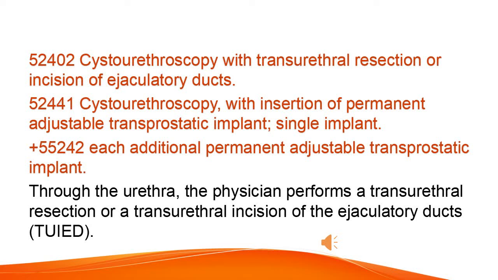Cystourethroscopy with transurethral resection or incision of ejaculatory ducts. Cystourethroscopy, with insertion of permanent adjustable transprostatic implant, single implant. Each additional permanent adjustable transprostatic implant. Through the urethra, the physician performs a transurethral resection or a transurethral incision of the ejaculatory ducts, TUED.